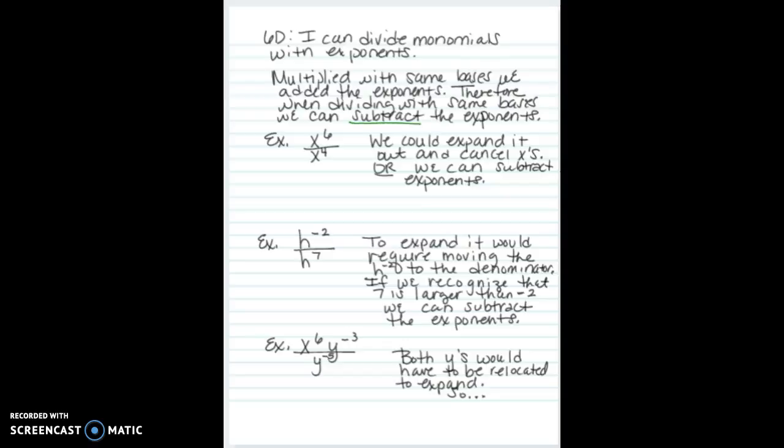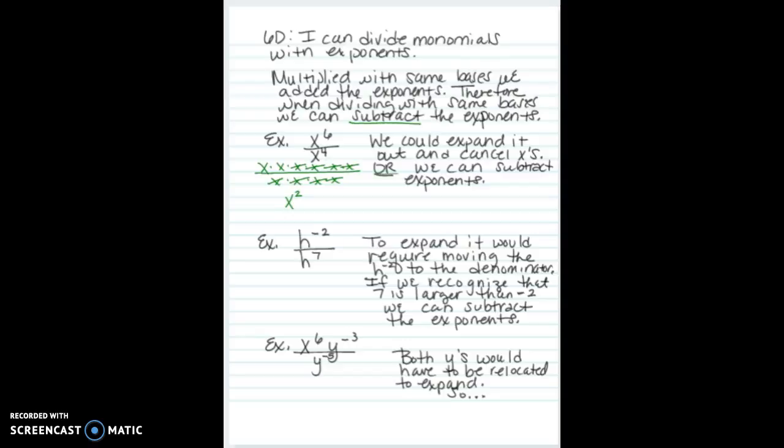In this first example, we could expand it out. If we expanded it out, we would have 6 x's being multiplied in the numerator, and 4 x's being multiplied in the denominator. And we would cancel every time we had something in the numerator and the denominator that was the same. So an x here and an x here could cancel, and an x here and an x here could cancel, and an x here and an x here could cancel, and an x here and an x here could cancel, leaving us with an x times x, which is x squared in the numerator.